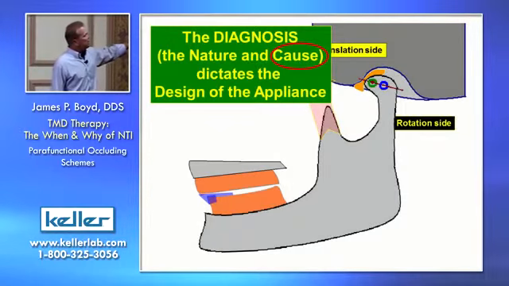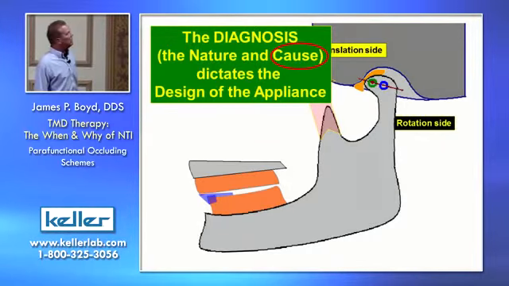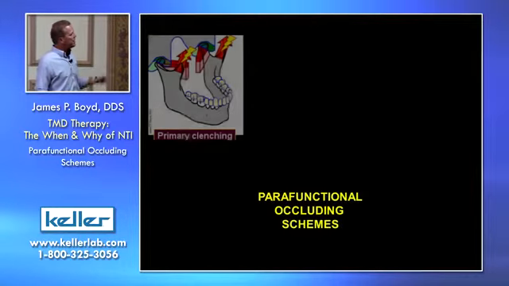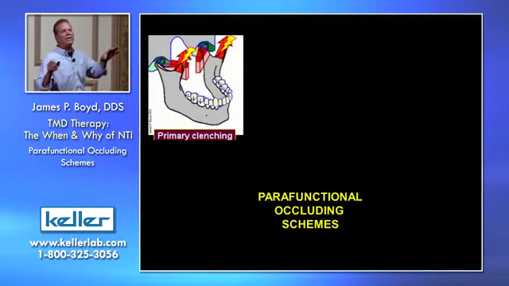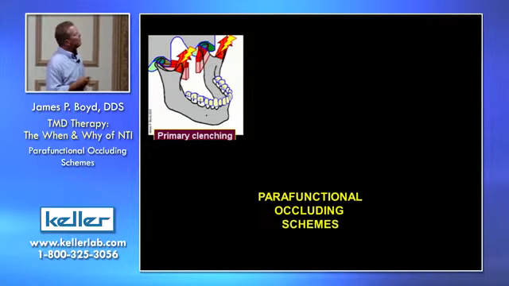So we're sort of getting into splint design now. Let's look at what is causing that activity. And it's this parafunction and these occluding schemes that allows these signs and symptoms to happen. Here's primary clenching. That person wouldn't have any wear facets, perhaps.